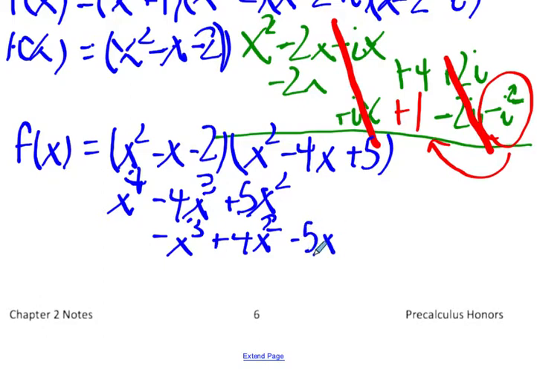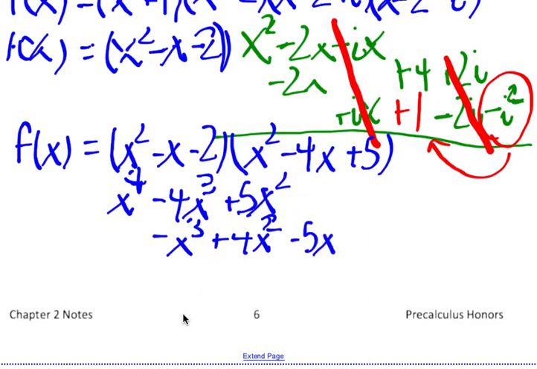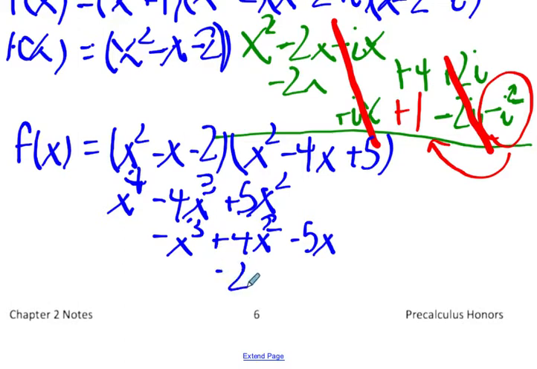And then finally, I'm going to distribute through the negative 2. So negative 2 times x squared is minus 2x squared. Negative 2 times negative 4x would be plus 8x. And then negative 2 times 5 would give you minus 10.